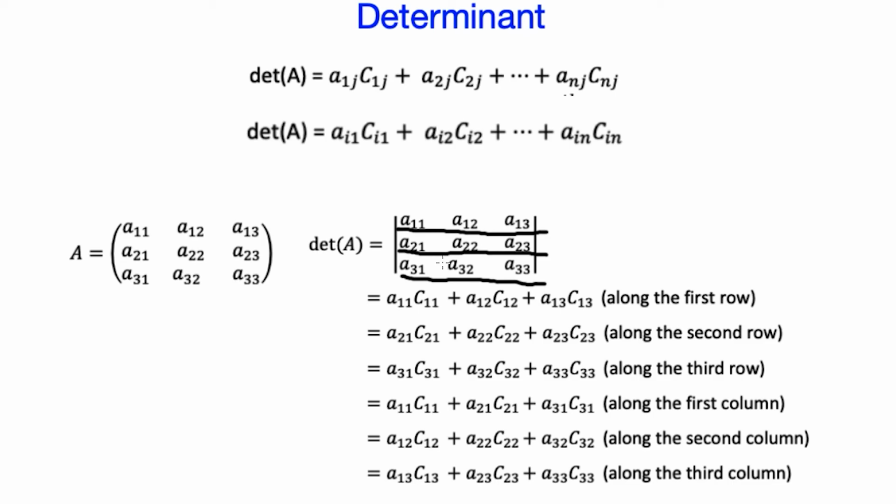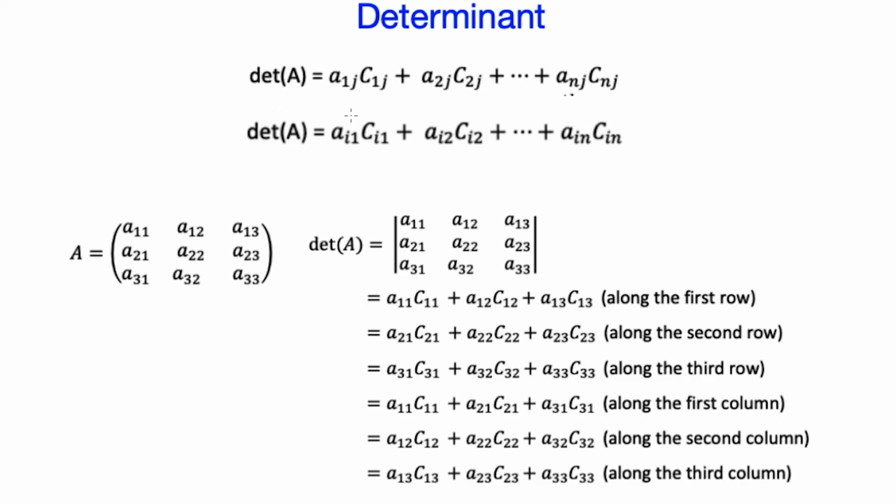We can also get it by going with columns. For example, for the first column here, A11, A21, A31, we have A11 times its corresponding cofactor C11, plus A21 times its corresponding cofactor C21, plus A31 times its corresponding cofactor C31, and so on for each column. Also here, for example, the second column, and the third column. So this is the definition here.